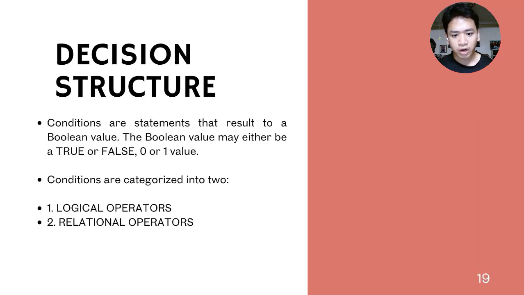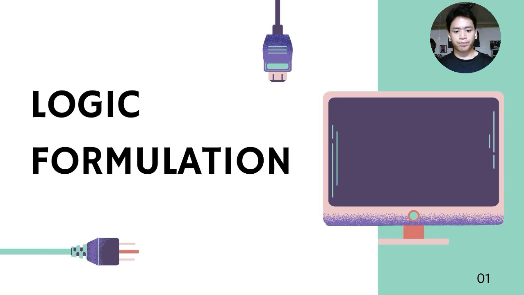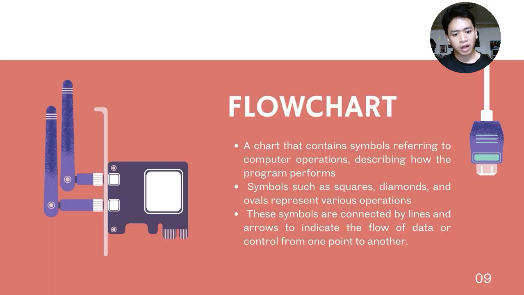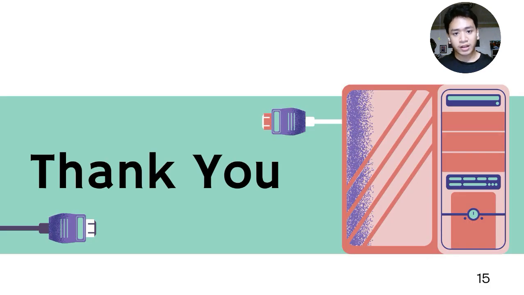Then we have the decision structure. This is used whenever the program needs to choose between two or more paths, like checking if a student passed or failed. And finally, we have conditional statements, such as if and else, which bring these decisions to life in actual programming. They allow the computer to act differently depending on the situation. In short, logic formulation ties all of these together: algorithms, pseudocodes, flowcharts, decision structures, and conditional statements to help us design programs that are logical, organized, and effective.